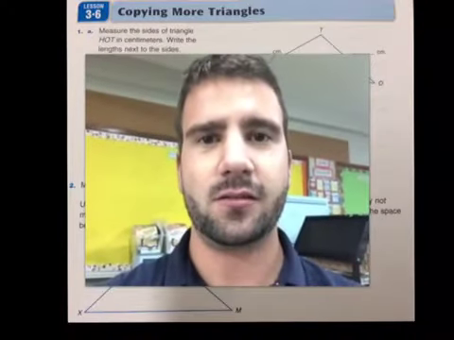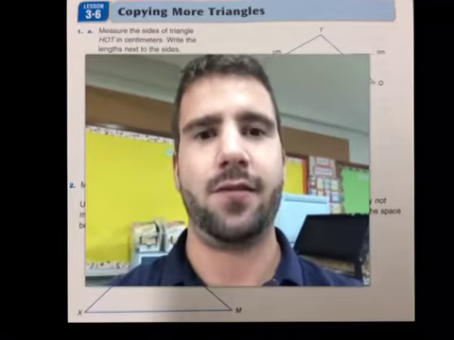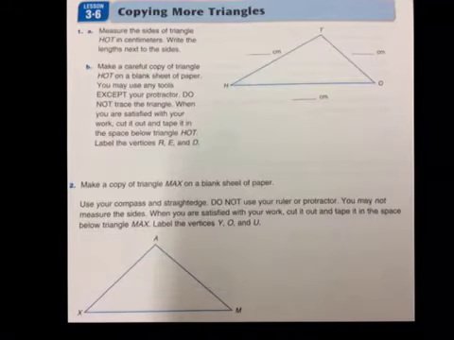Hi there, boys and girls. Now we're going to take a look at page 77 in your books. This page is called Copying More Triangles. And it's a little bit more interesting than the last page in the fact that it's going to start asking you to try to trace these triangles, make congruent triangles without using certain tools. In the first question, letter A, it says measure the sides of the triangle HOT in centimeters. Write the lengths next to the sides.